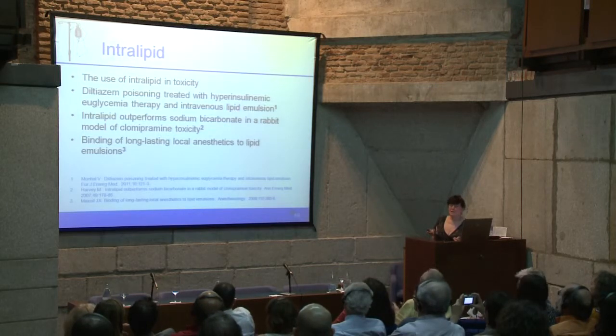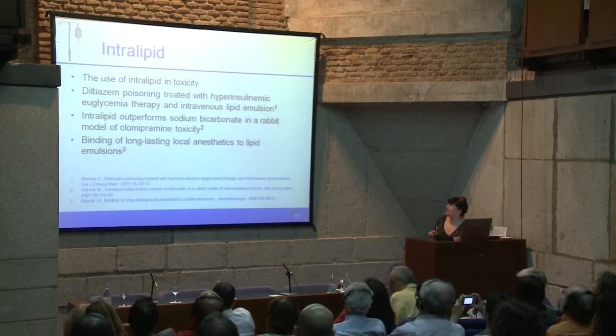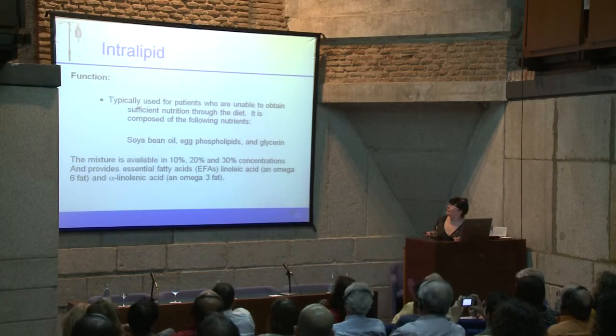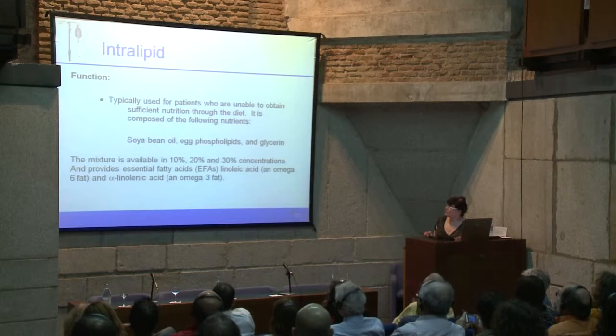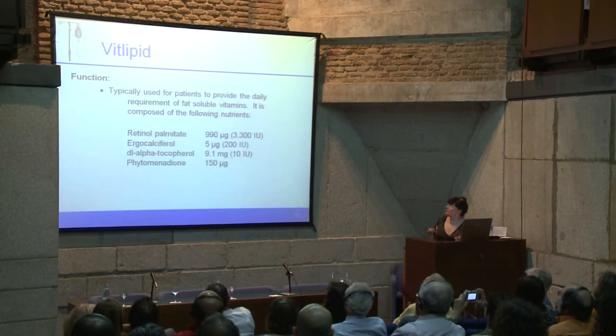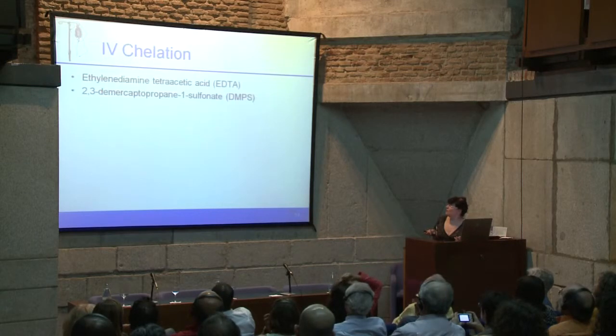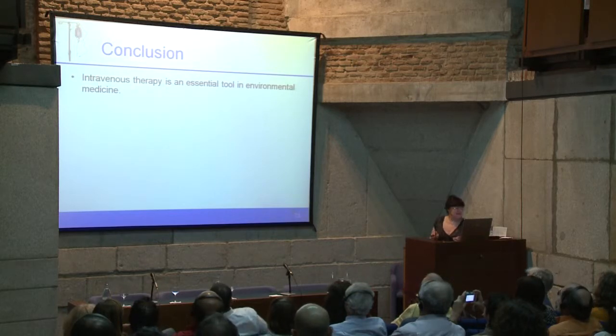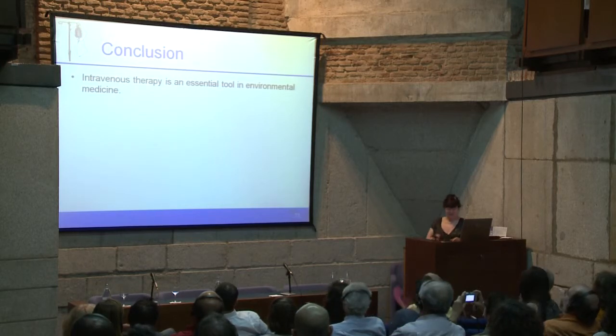We don't just use the phosphatidylcholine and so on, but Intralipid will bind things, and there is evidence for this in the literature. It's used for patients who are unable to obtain sufficient nutrition as well, but it is composed of soybean oil, egg phospholipids, and glycerine, so you have to neutralize people for it sometimes. And they put in some vitamins as well, fat-soluble vitamins in it. And we do IV chelation as well. So in conclusion, intravenous therapy is an essential tool in environmental medicine. Thank you.